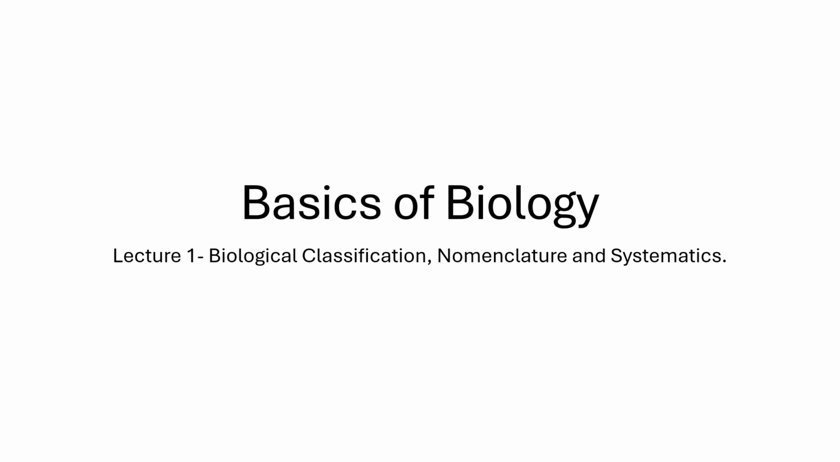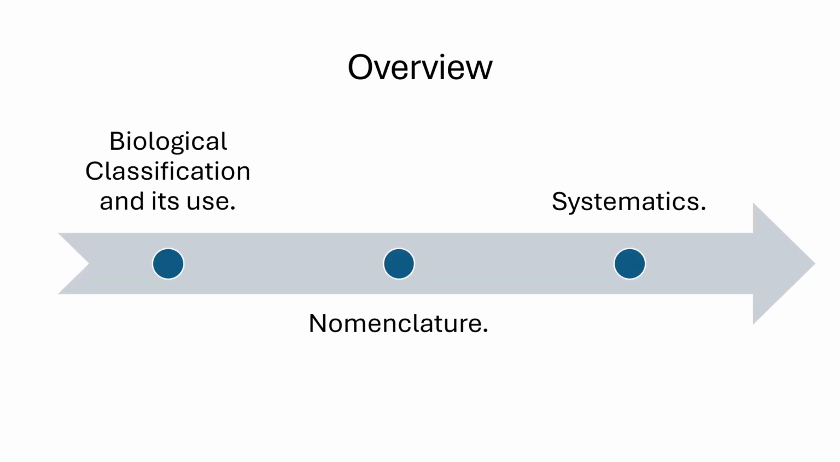This series of lectures is to clear our basics of biology, and the first topic, or the first lecture for today, is biological classification, nomenclature and systematics. So, we will first discuss what is biological classification and why is it necessary. Then, what is the meaning, definition, and the need of nomenclature. And lastly, we will talk about systematics.